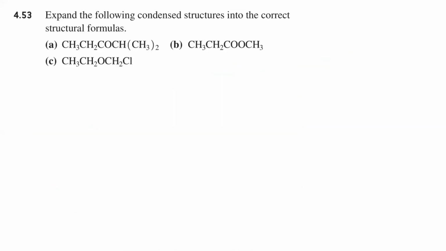So recording started again. We're looking at chapter 4, question 53, expanding the following condensed structures into the correct structural formula. So in general, what you're doing with this is you're really just taking this and turning it into a Lewis structure. You're basically translating this into a Lewis structure. And these condensed structures actually contain most of the information you need anyway, if you understand how they work. And that, of course, is the big if.